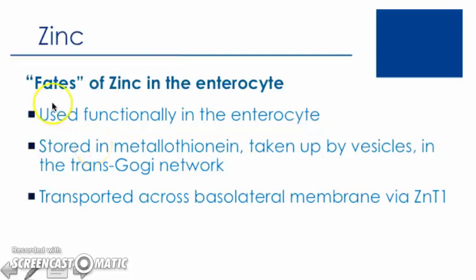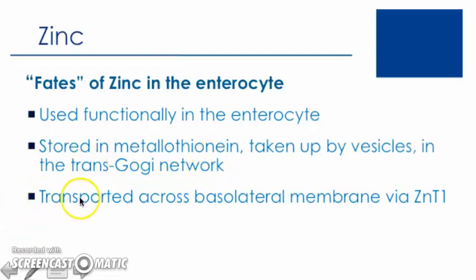So we will now review the fates of zinc once it has entered the enterocyte. So we can see there are going to be three main fates that we'll review. It will either be used functionally within the cell, or it may be stored, particularly in the protein metallothionein. So it can be stored in metallothionein. We also see that it is taken up by certain vesicles or in the trans-Golgi network. So we will review that in the diagram.